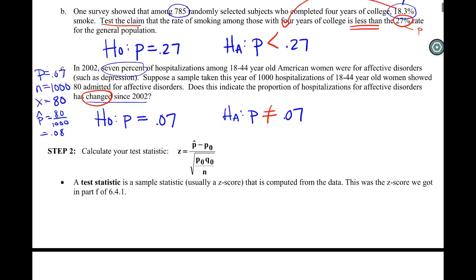Step 2 is we just calculate a z-score. Essentially, that's what we're going to do. We're going to go and look at our mean for a p-hat is real P, but we don't have real P, so we use our P naught. Our standard deviation for p-hat is equal to the square root of PQ divided by N, but we don't have P, so we're going to use our hypothesized value.